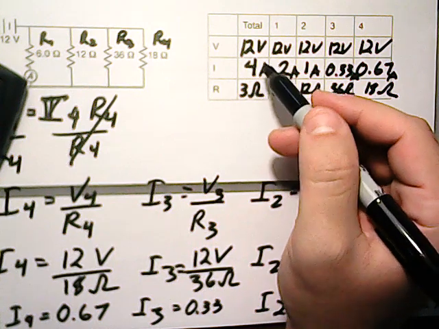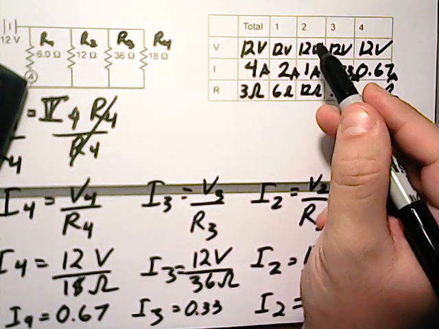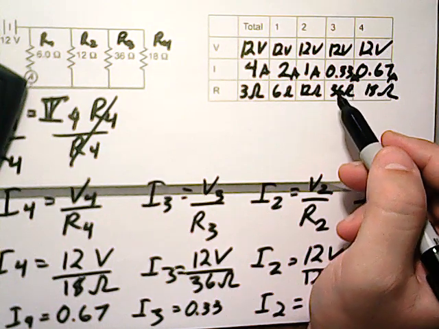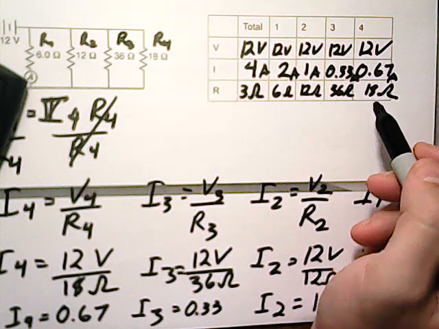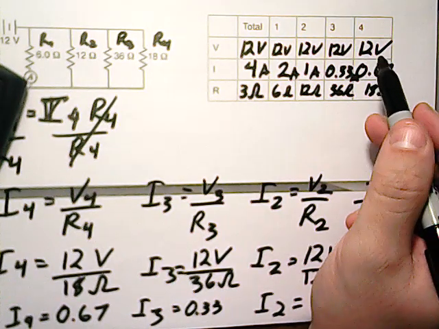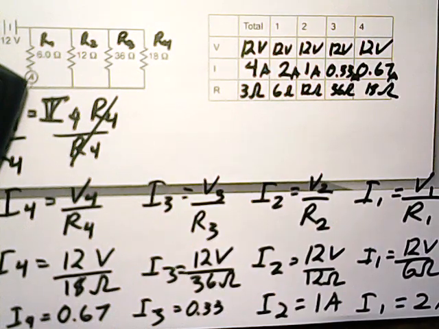So if we check, 3 times 4 gives us 12. 6 times 2 gives us 12. 12 times 1 gives us 12. 36 times a third, 0.33, gives us 12. And 18 times 2/3 would give us 12 volts. So this is correct. This works.